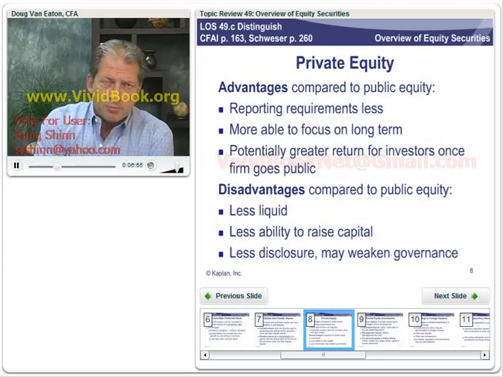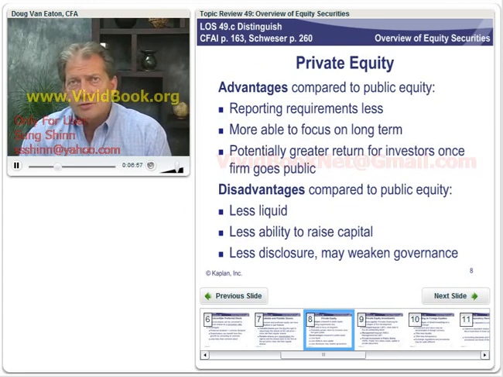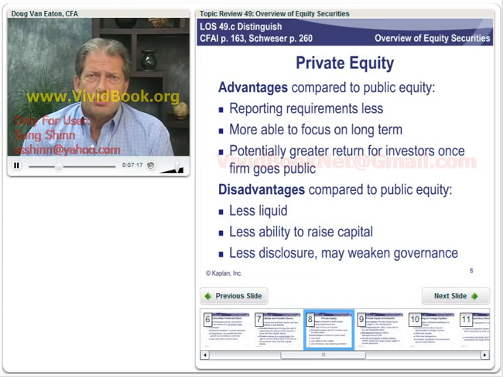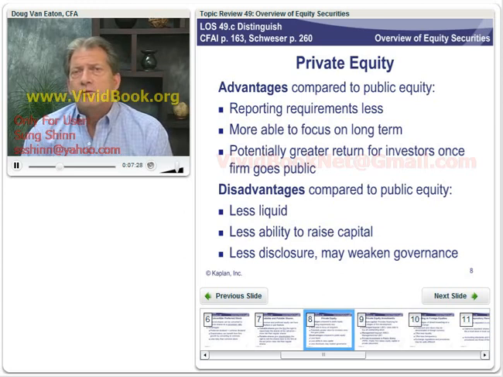Now, we talk mostly about public equity. We think about stocks that trade on the New York Stock Exchange or the NASDAQ or the London Stock Exchange. But there's also private equity, and this is just not registered for public trading. There are many, many corporations that exist and have shares outstanding that are not publicly traded. Well, the advantage of private equity is the reporting requirements are less. In order to register shares to trade publicly, you have to register with the SEC in the U.S. or the Financial Services Authority in the U.K. and make a lot of disclosures and jump through a lot of hoops.